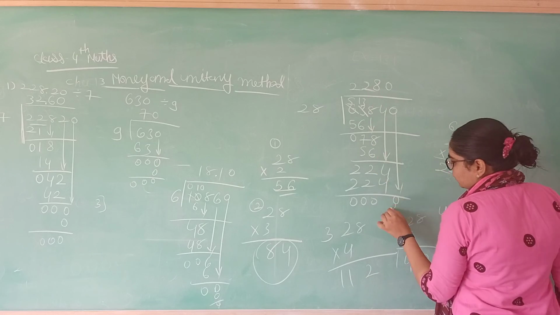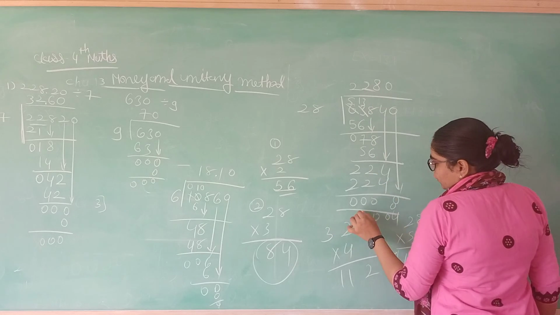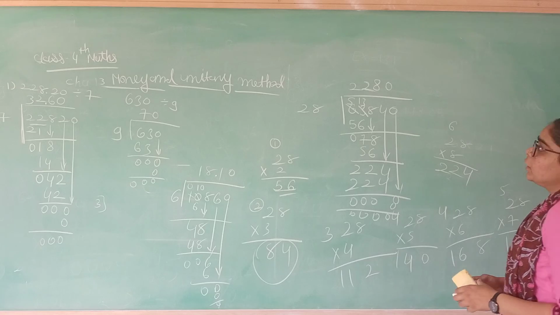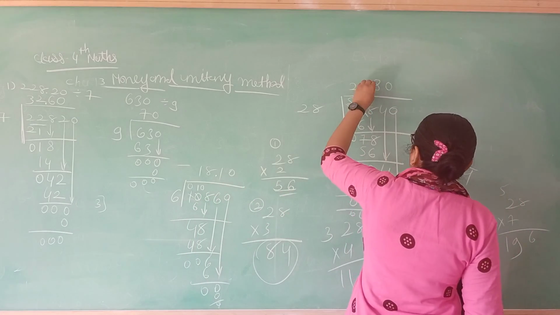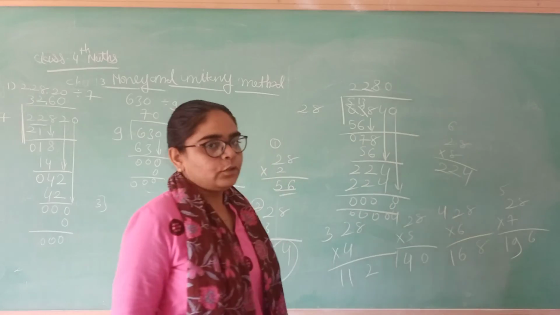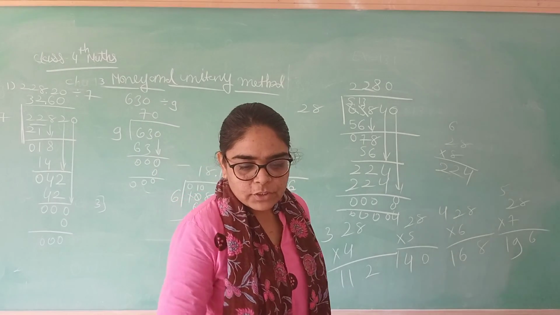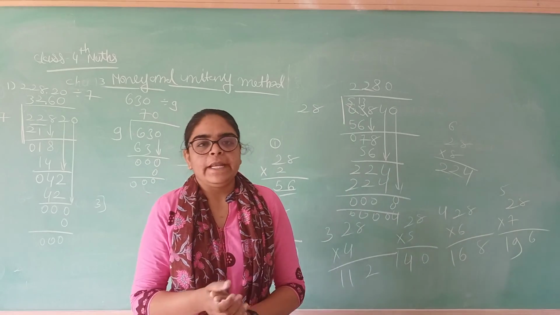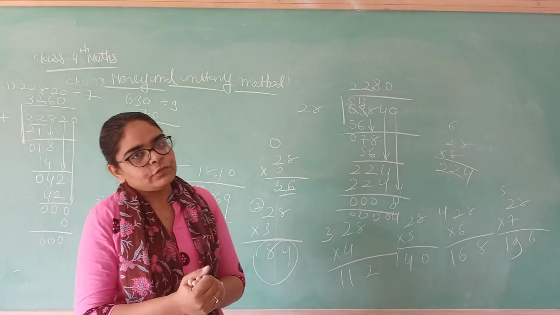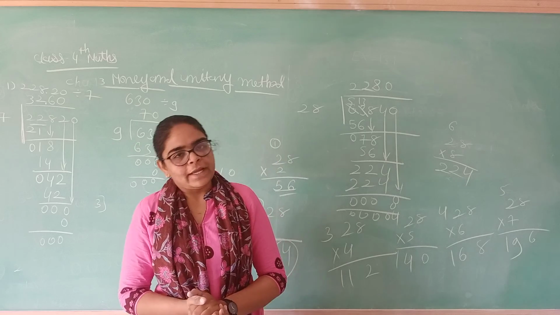Write down here 0. Then again 0. Your answer comes out 2280. How many points do we cut here? 2. So 22.80. My dear students, here our 4 operations are over and your exercise 13.1 is over. Thank you very much.